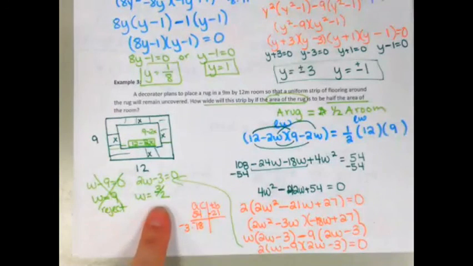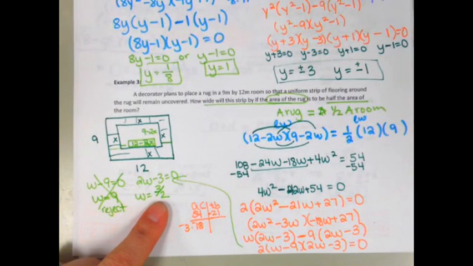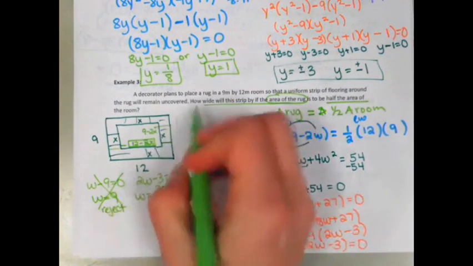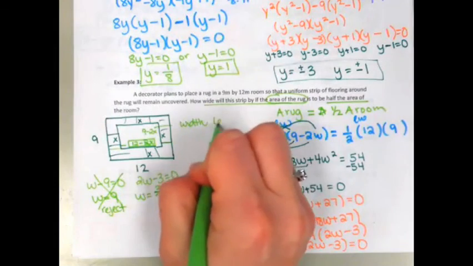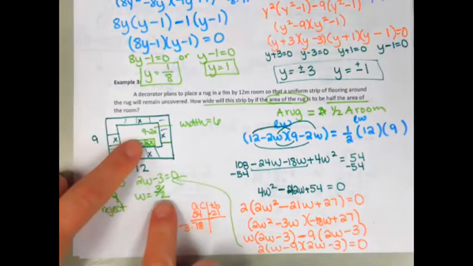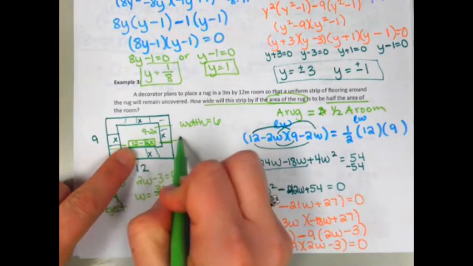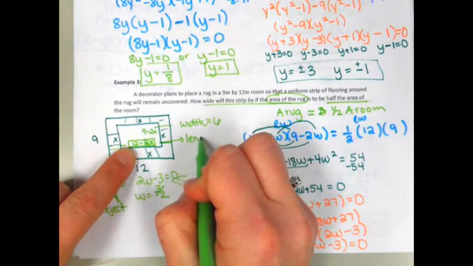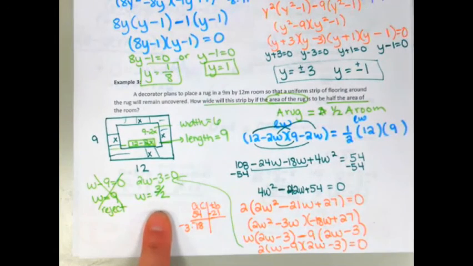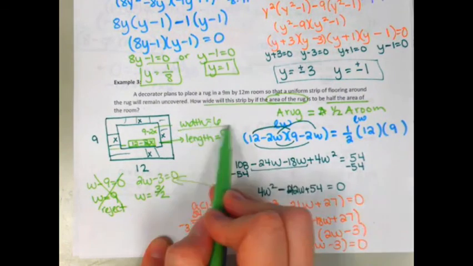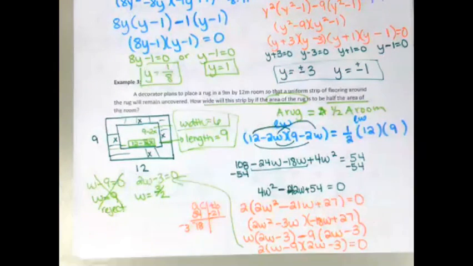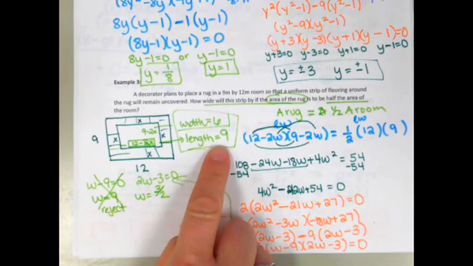Let's try 3 halves. What's 2 times 3 halves? Isn't that 3? And 9 minus 3 is 6. So we know my width is 6. Let's try my length. What's 2 times 3 halves again? 3. And what's 12 minus 3? 9. So does 3 halves work? Yeah, so we know my width is 6 and my length is 9 meters.